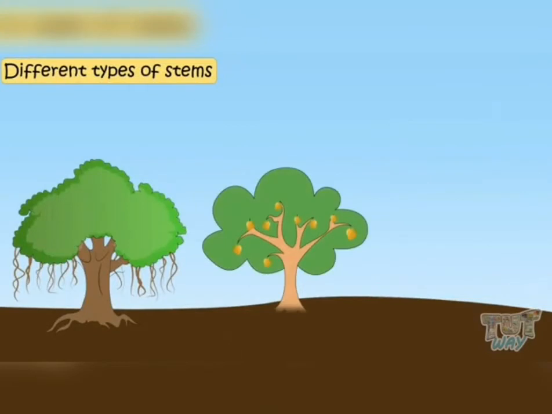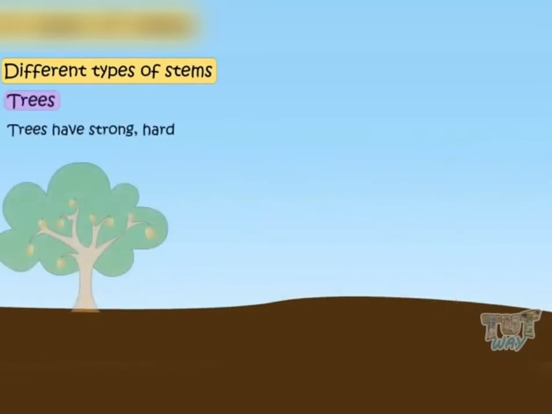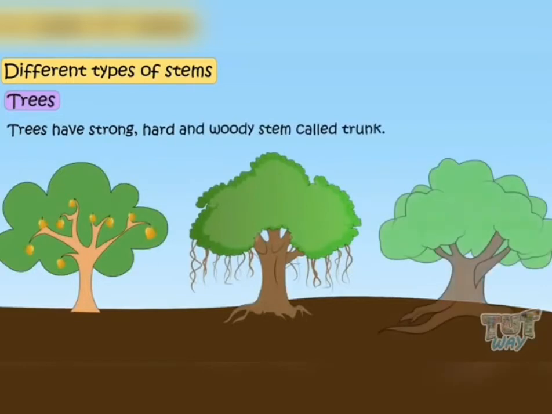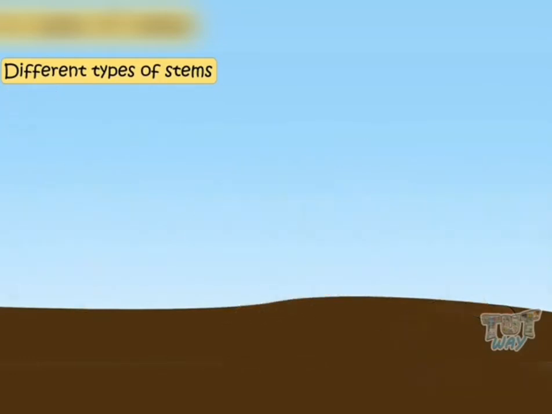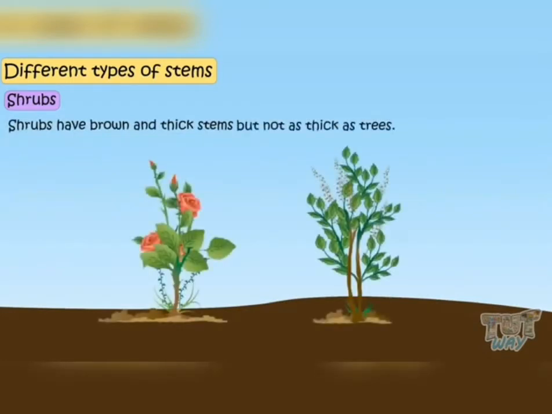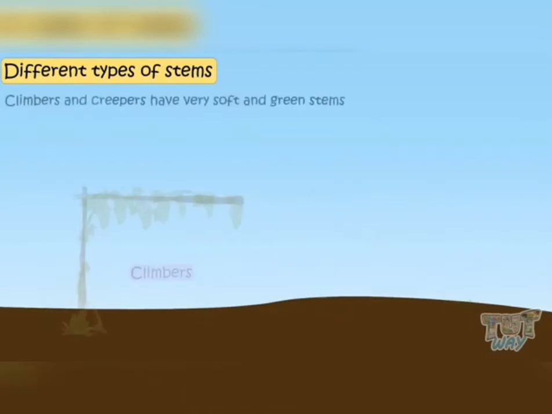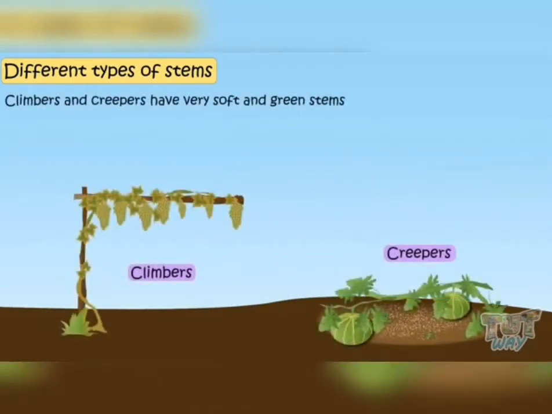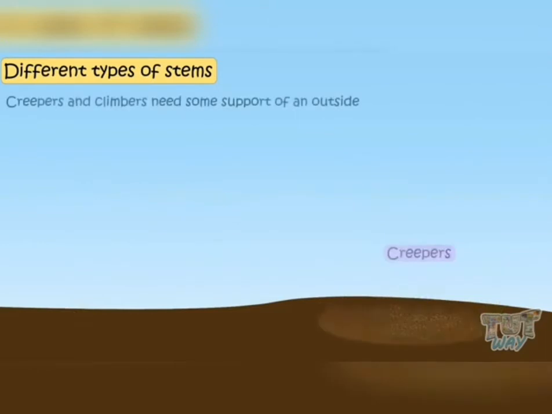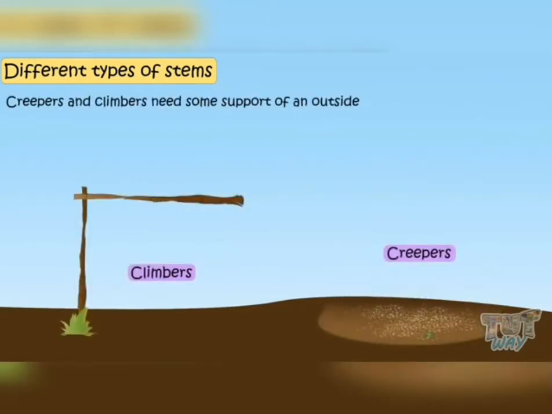Different types of plants have different types of stems. Big trees have strong, very hard, and woody stems, which are called a trunk. Shrubs. Shrubs have brown and thick stems, but not as thick as trees. Herbs have green and soft stems. Climbers and creepers have very soft and green stems that can't keep the plant upright. Creepers and climbers need the support of an outside object to climb up or crawl along.